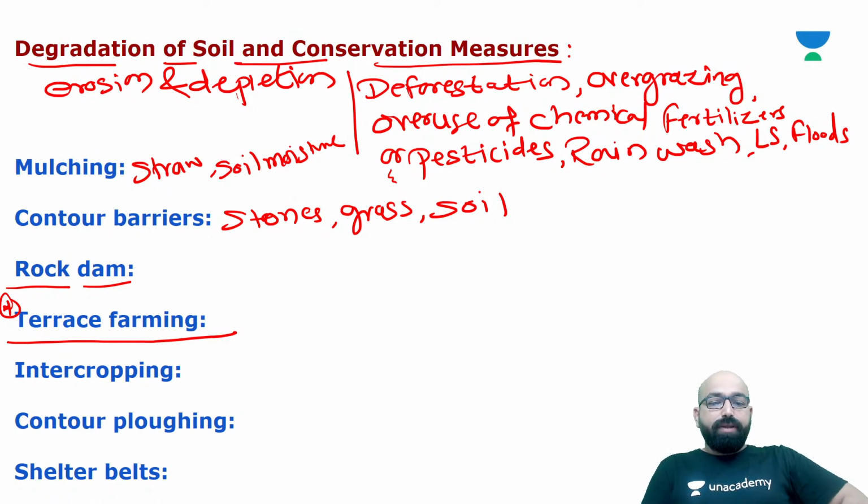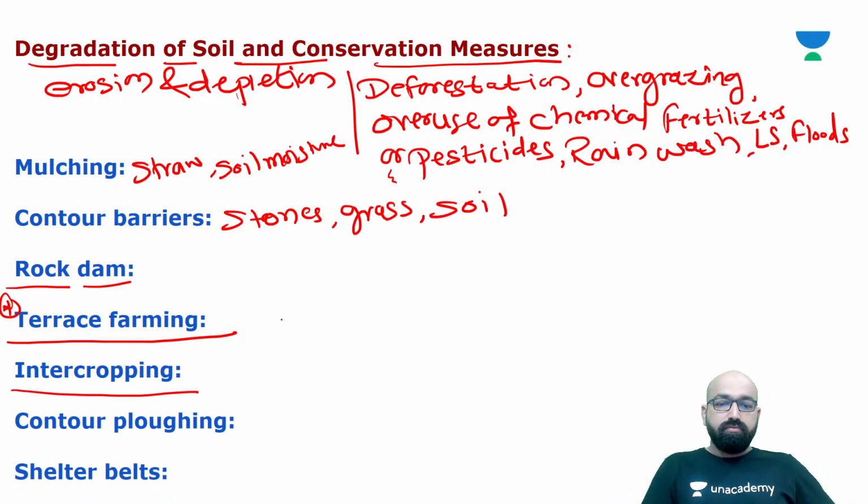Then intercropping. Different crops are grown in alternate rows and are sown at different times to protect the soil from rainwash. Then contour ploughing. So ploughing parallel to the contours.